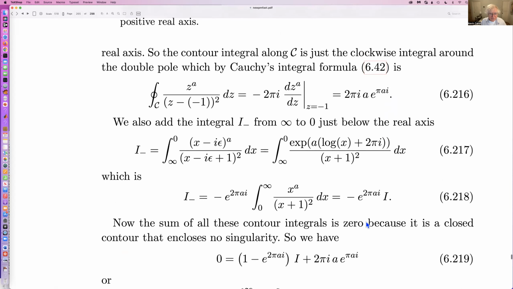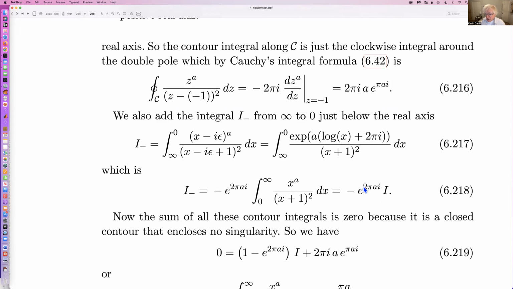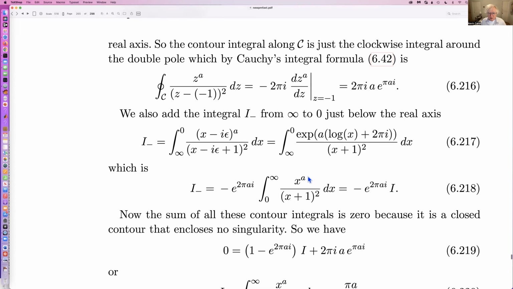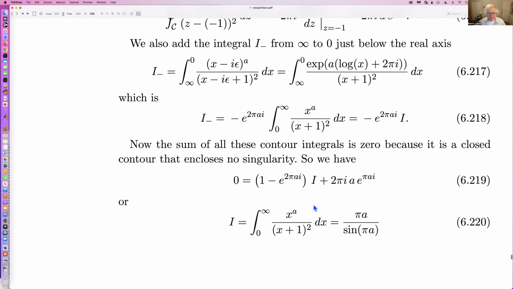And so then multiplying through, what we get is this. And then we see this is the same thing. This is minus e to the 2 pi a i times the integral I that we started with, which is this integral here. This is the integral I.